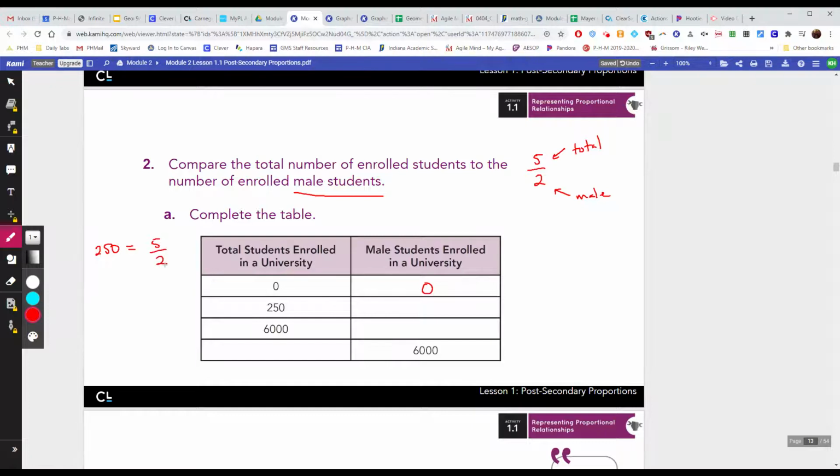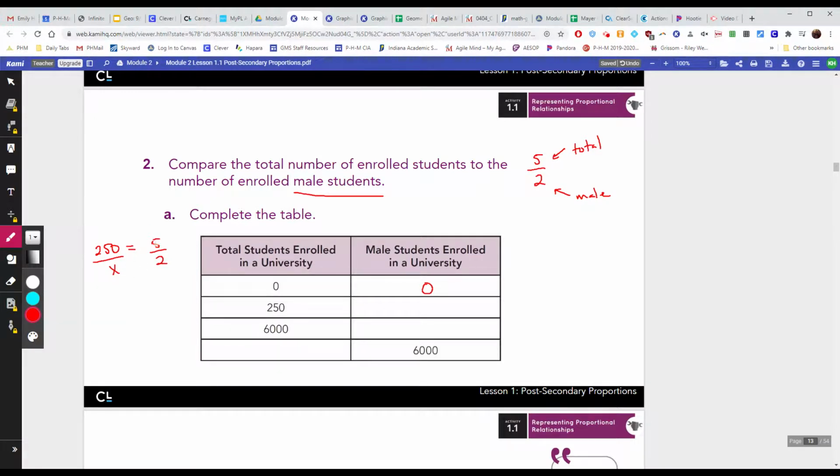So this is total over the number of male students. 250 is the total. To determine the number of male students in this situation, we'd have to put our variable down in the denominator there. Then we could cross multiply and determine how many male students in this situation.